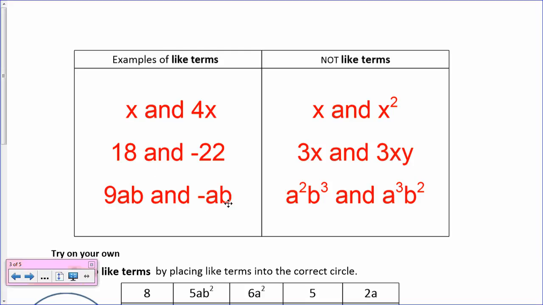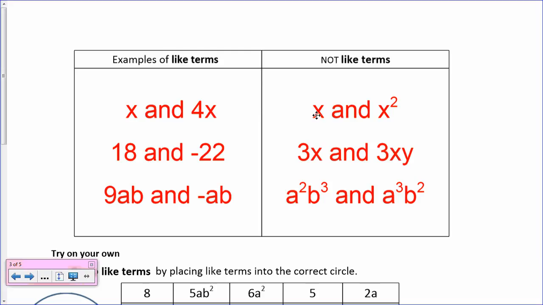9ab and negative ab are like terms because they both have the ab part. Their variables are exactly the same. Their exponents of no exponents are exactly the same. The only difference is this has a 9 as a coefficient, where the coefficient here, hopefully you guys know, is actually a negative 1. You're going to see a lot of invisible ones throughout algebra, okay? Anytime you see a negative in front of a variable, it's really like a -1 being multiplied with that variable, okay?